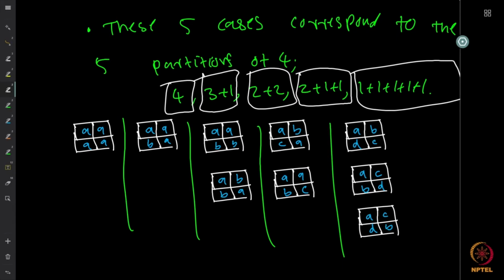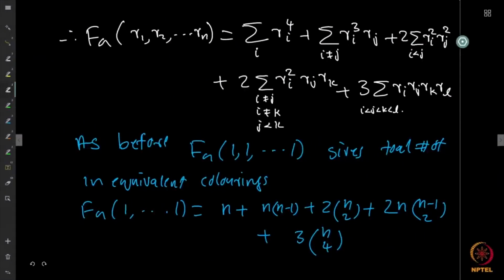Once you have this, it is easy to find the generating function. So what is F_G of r1, r2, ..., rn? It is the summation over all i of ri raised to 4, for when all the colors are the same. Then, summation over i not equal to j of ri cubed times rj, for different i and j. We need to use two colors: one appears 3 times, one appears only once. Then we use two colors, i and j different, but i less than j because order does not matter, so ri appears twice and rj appears twice.